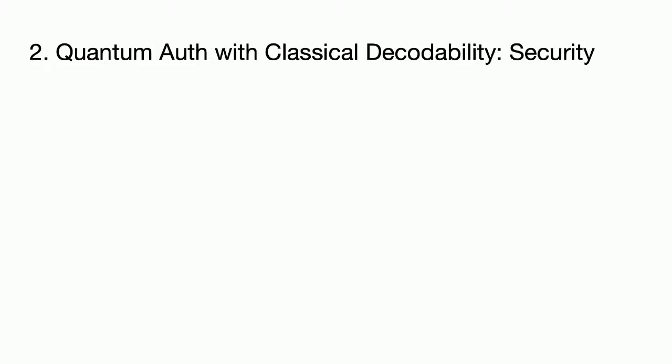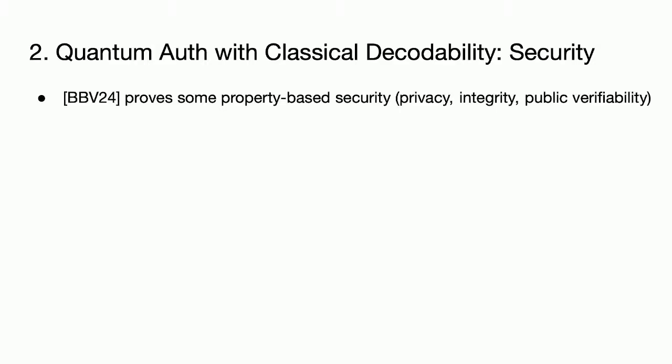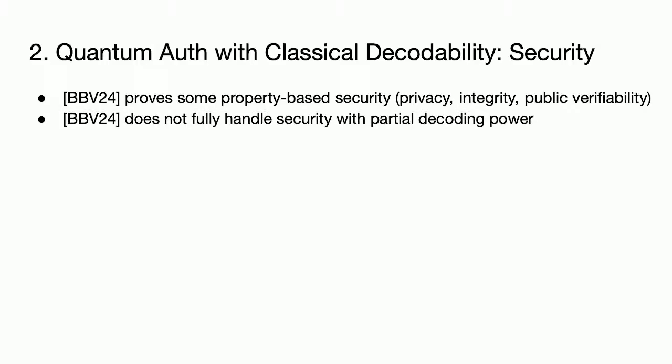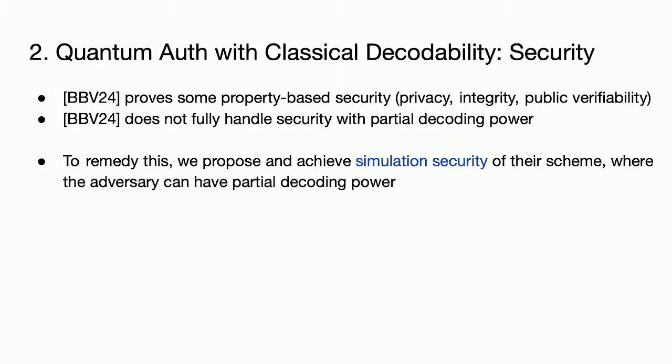So BBB24 established several security properties such as privacy, integrity, and public verifiability. But their scheme does not fully cover the case where the adversary has access to classical oracles with partial decoding abilities. And to remedy this, we propose a definition of simulation security of their scheme, in which the adversary can have partial decoding power. And we show that their scheme achieves the notion of simulation security. And this notion of simulation security turns out to be crucial when we analyze our obfuscation scheme for unitary functionalities.